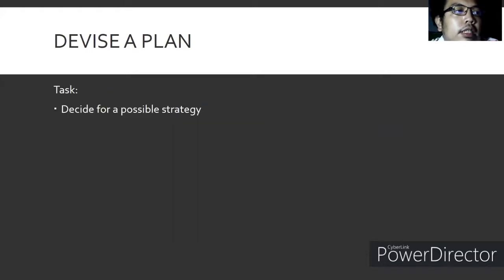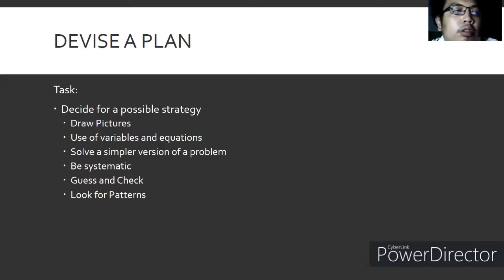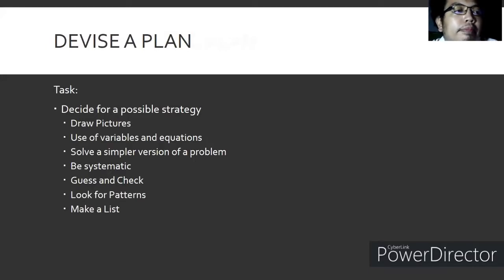Okay, so here are the tasks. Simply decide on a possible strategy. Here are some possible strategies: draw pictures, use variables and equations, solve a simpler problem, be systematic, apply guess and check or trial and error, look for patterns, make a list, or organize the data. In the next video, I will show you how each of these strategies would work.